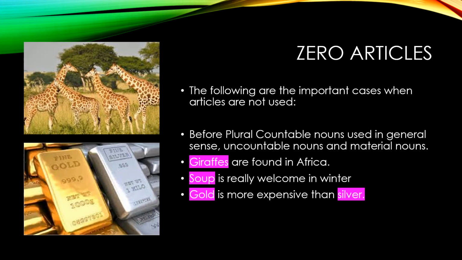For example, giraffes are found in Africa. So giraffe is an example of a countable noun. Soup is really welcome in winter. Uncountable noun. Gold is more expensive than silver. This is an example of a material noun. So we do not use articles in any of these sentences and therefore it is called zero article.